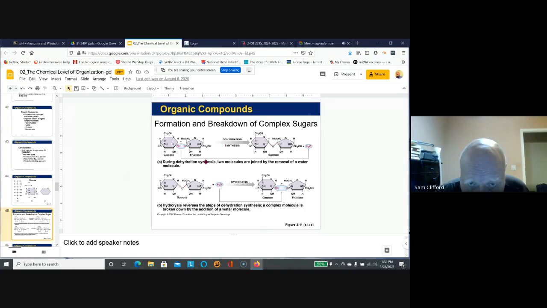You should know what dehydration synthesis is. So if I take glucose plus fructose and the enzyme removes water and forms a new bond, that's dehydration synthesis. If you have sucrose and you add water back into the compound and separate glucose and fructose again from sucrose, that's hydrolysis. So you should know what dehydration synthesis is and what hydrolysis is.